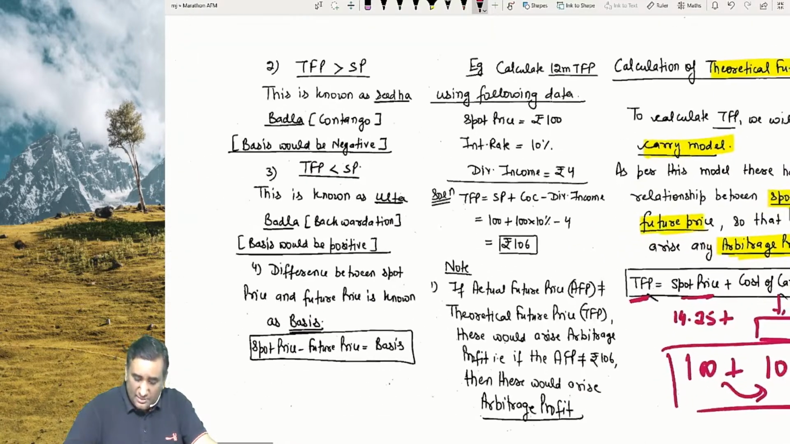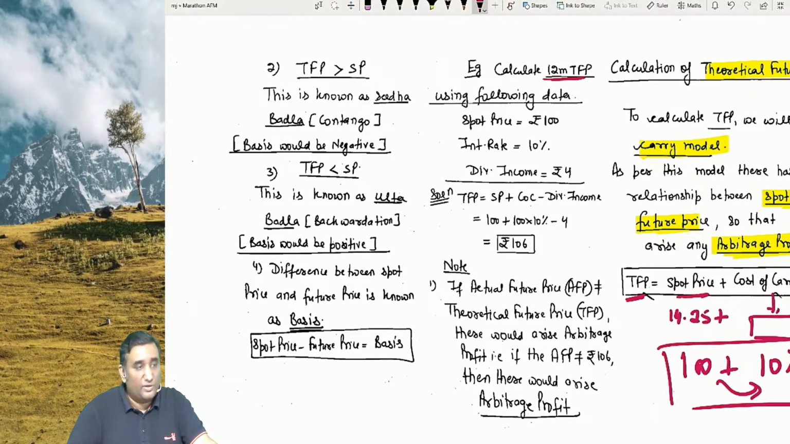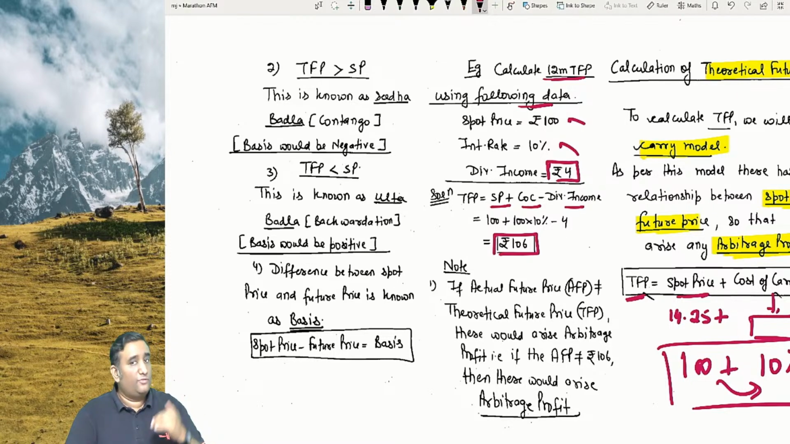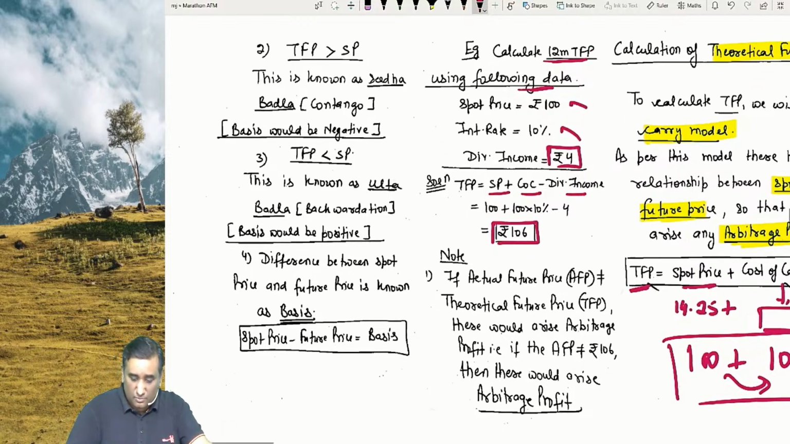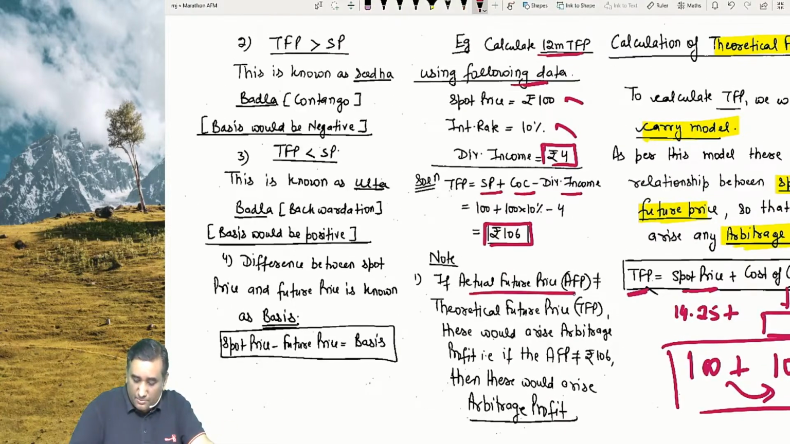I have taken the same example here. Example: calculate the 12-month future price. Following data is available: spot price 100, interest rate 10, dividend 4. Spot price plus cost of carry minus dividend becomes 106. That means if the actual future price is 106, there is no arbitrage opportunity. If the actual future price is not the same as this theoretical future price, there would arise an arbitrage opportunity or arbitrage profit, which I'll see in the next session because that's an important part of the calculation.